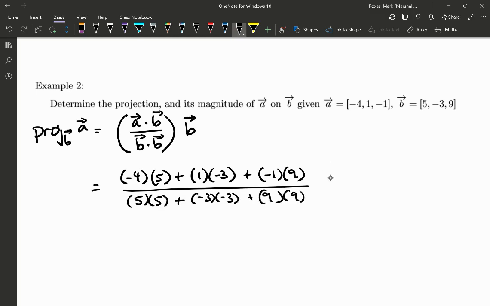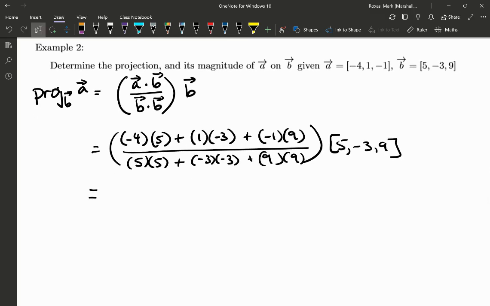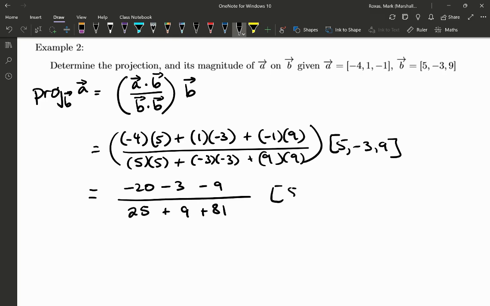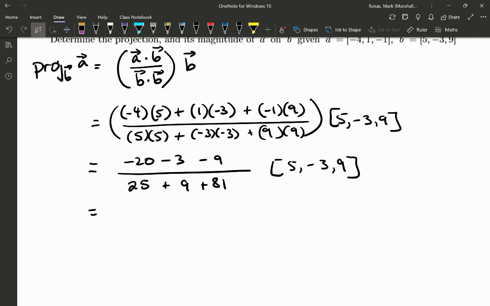And that, again, is in the direction of b, which is defined as the vector 5, negative 3, and 9. Okay, and then if I simplify the scalar part of this line, we get on the top negative 20 minus 3 minus 9 all over 25 plus 9 plus 81 in the direction of 5, negative 3, and 9. And then we can simplify that to get negative 32 on the top over 115 on the bottom, multiplied by the vector 5, negative 3, and 9.